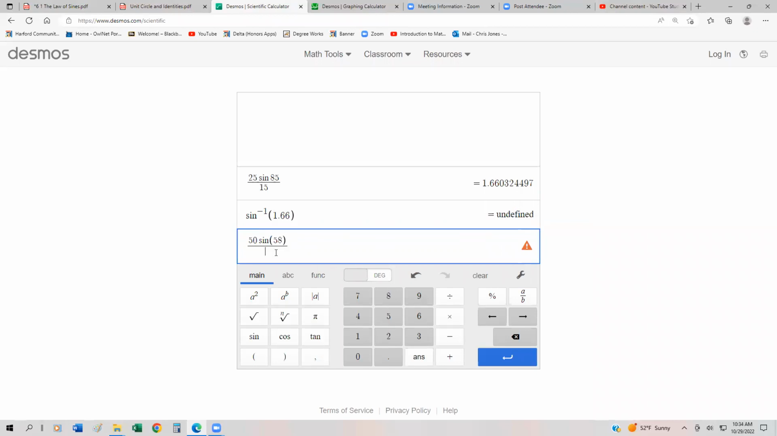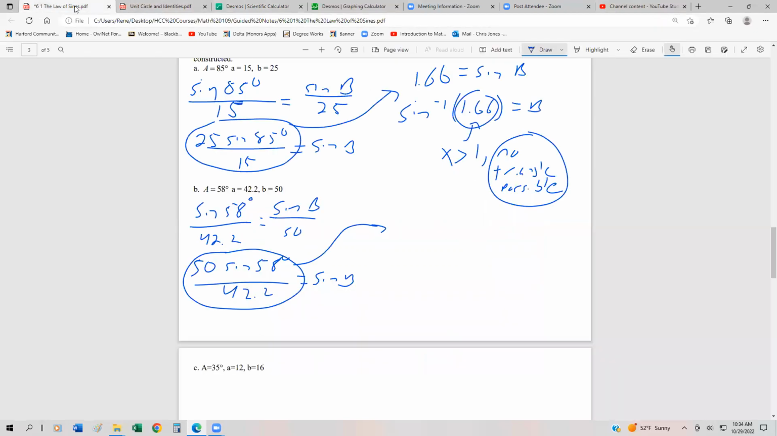That gives us 1.005. So 1.005 is equal to the sine of B. We would take the arc sine, or try to, of 1.005, and that's going to be equal to B. But notice that this interior value is greater than 1. If we have any value inside of there that's greater than 1, we say that there is no possible triangle.